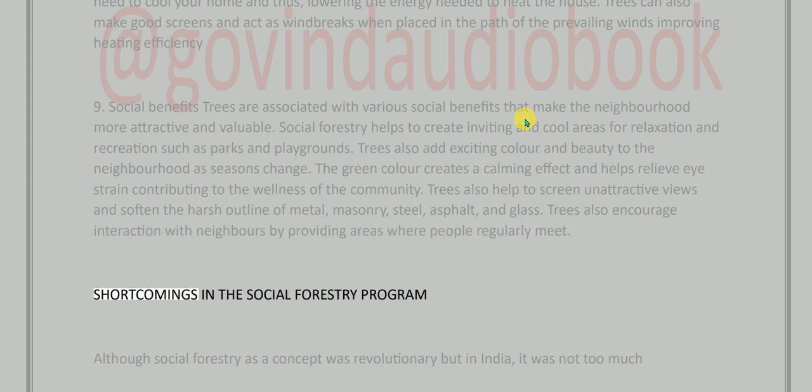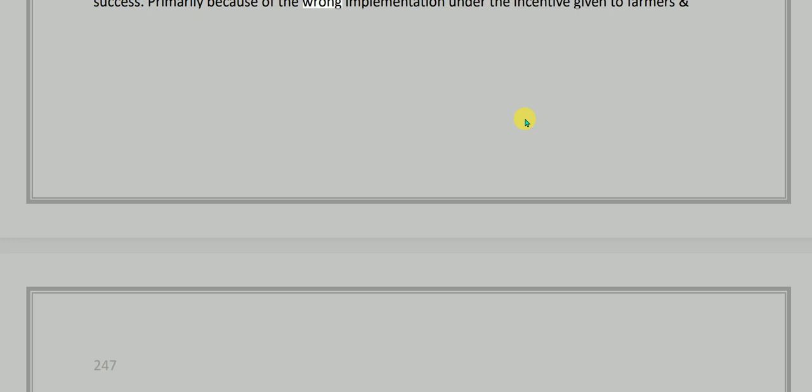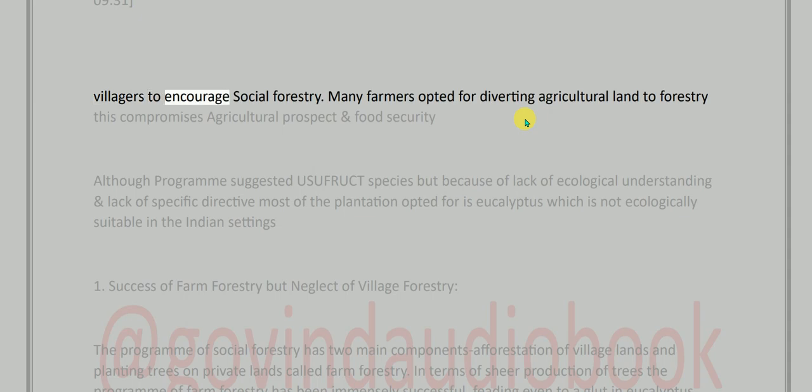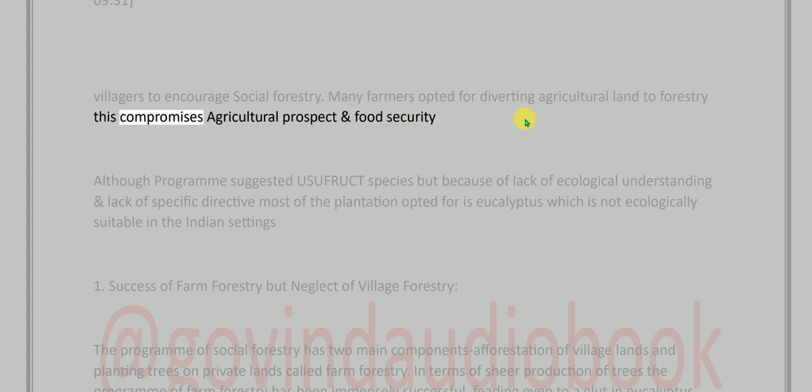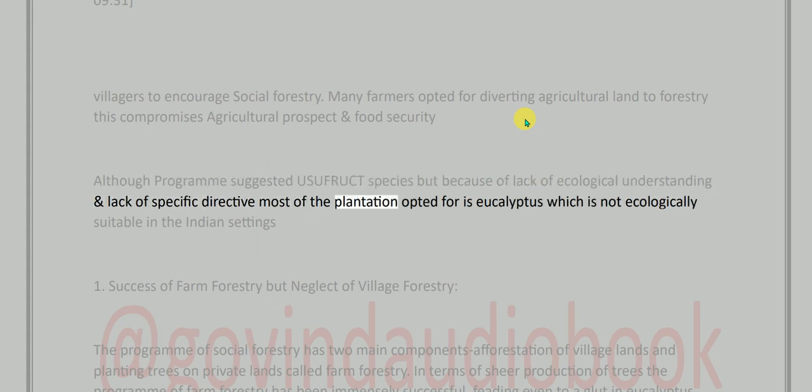Shortcomings in the social forestry program. Although social forestry as a concept was revolutionary, in India it was not a great success, primarily because of wrong implementation under the incentives given to farmers and villagers to encourage social forestry. Many farmers opted for diverting agricultural land to forestry. This compromises agricultural prospects and food security. Although programs suggested usufruct species, because of lack of ecological understanding and lack of specific directive, most of the plantation opted for is eucalyptus, which is not ecologically suitable in the Indian settings.